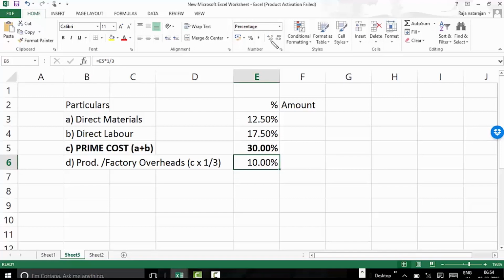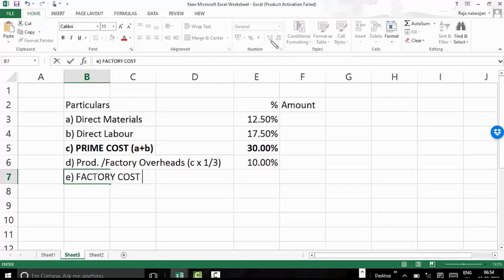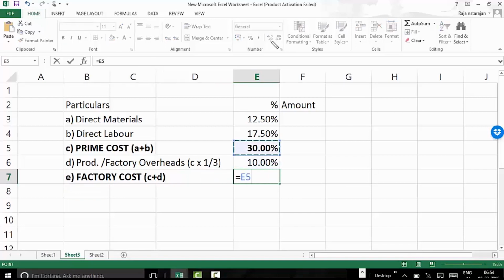Okay, so now I have prime cost, I have production or factory overheads. If I total this, I'll get what is known as factory cost. Item E, I'm going to get factory cost, and factory cost is nothing but item number C plus item D. Okay, so let's see what's the total. It is 30% plus 10%, so it is 40%.